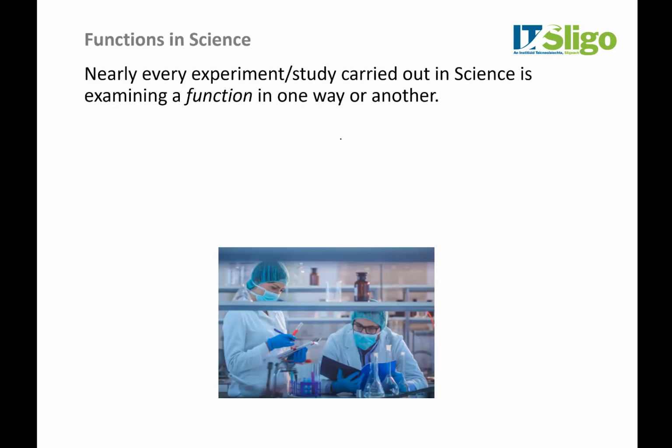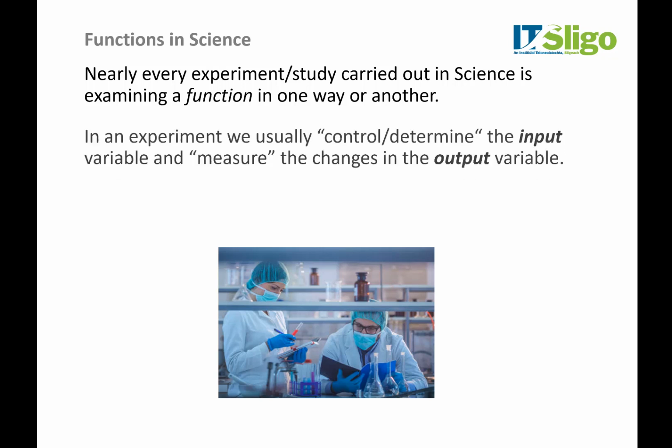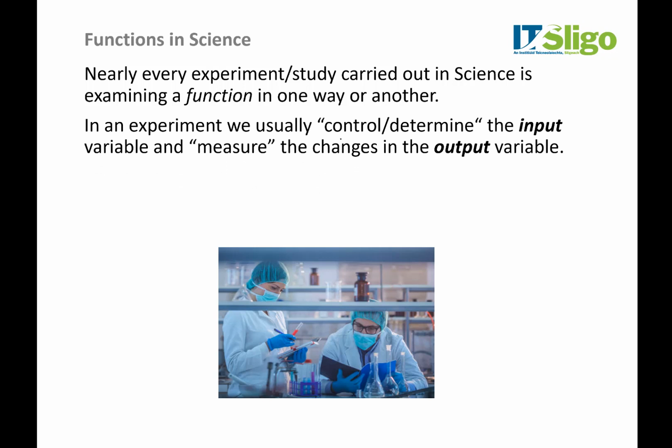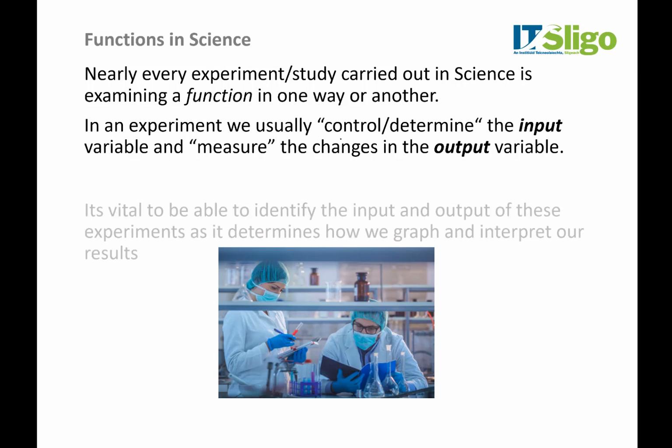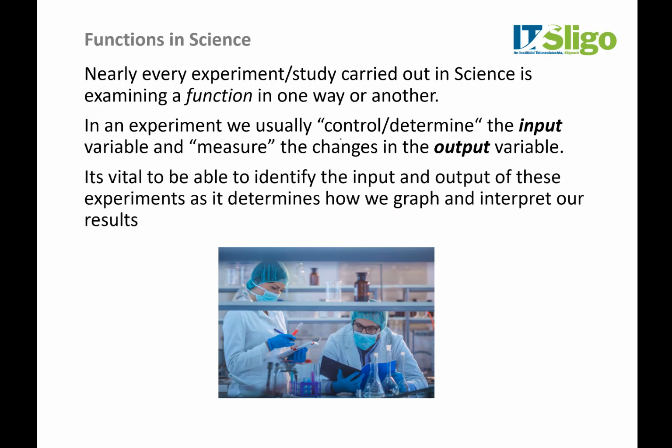So in science, really important, I emphasized this a lot last semester. Whenever we're carrying out an experiment, we're usually examining a function in one way or another. And in an experiment, what we control is the input and what we measure is the output. Very important to establish those parameters from the start. What's my input? What's my output? That determines how we graph and analyze our results.